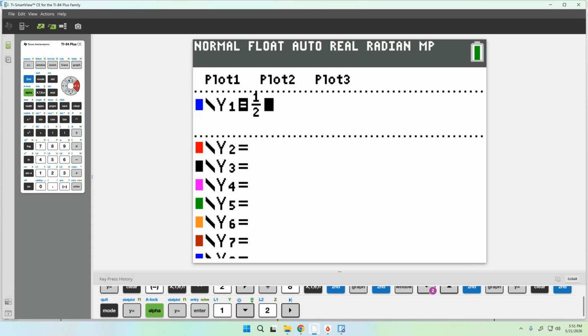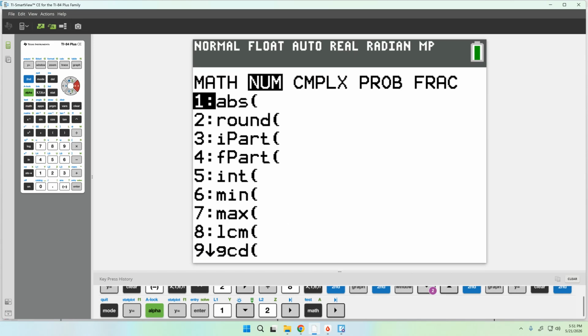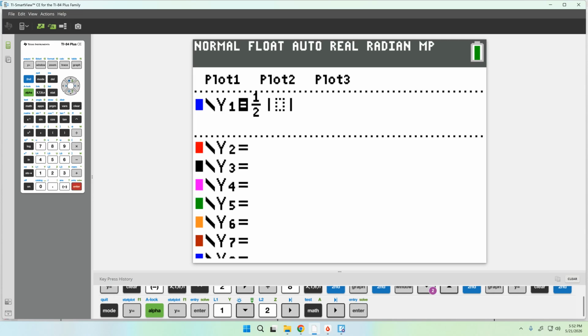Now the new thing is we have to get our absolute value bars. To get the absolute value bars, we're going to click math, arrow over to number, and then number 1, ABS, that stands for absolute value. So I'm just going to push enter. And it brings up our absolute value bars, and then we're just going to type what we had inside, x plus 2, arrow outside of the absolute value bars to put our k value.